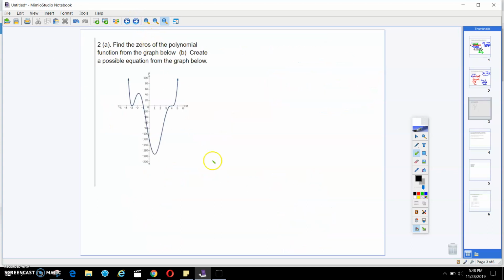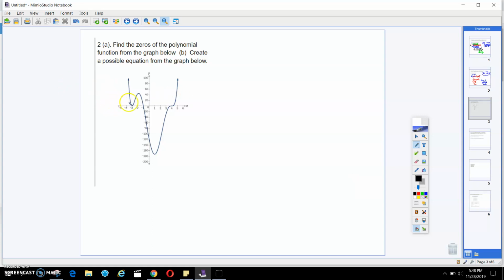And that tells us that there's going to be 3 roots. Cool. All right. This next one always gives y'all a lot of trouble. It's finding the zeros of the polynomial function from the graph and then creating an equation based on the graph. This is talking about multiplicity.